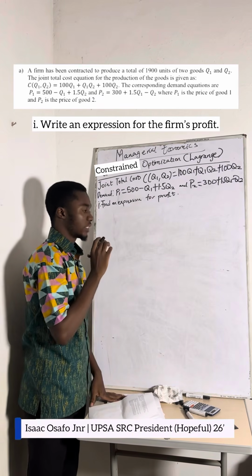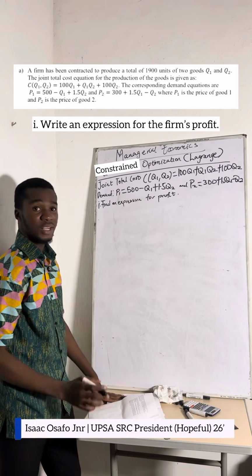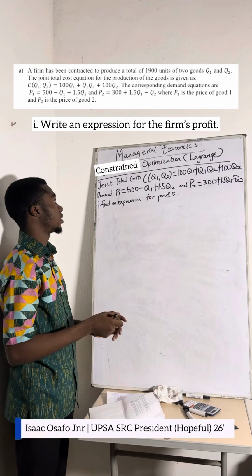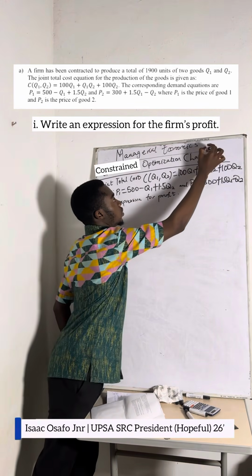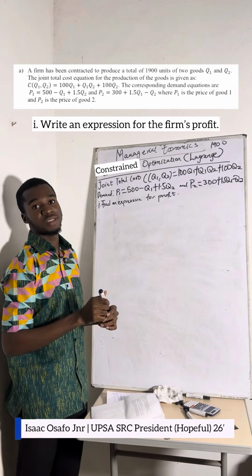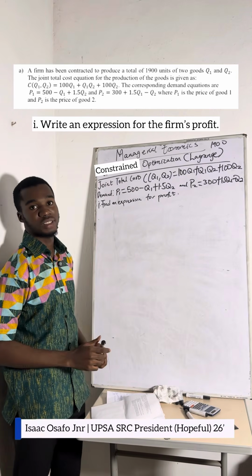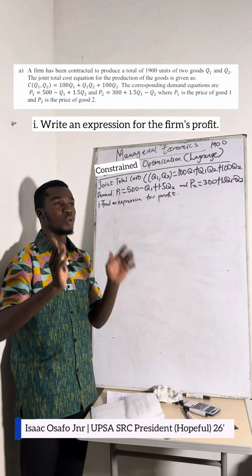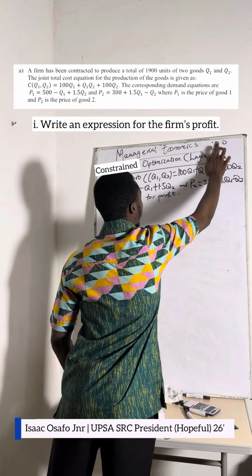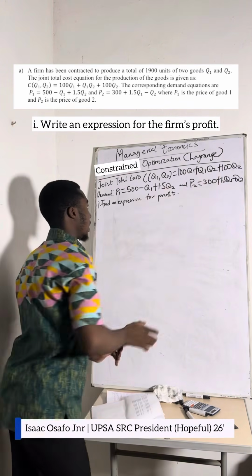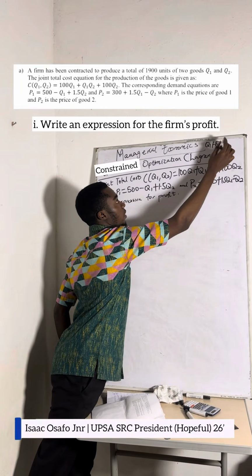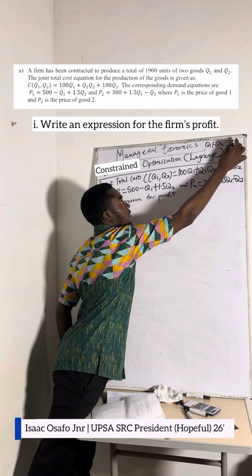But first, let's understand this question. They said that the firm has been contracted to produce a total of 1,900 units. So it can't exceed this 1,900, meaning that this is a constraint. It's producing two commodities, so both of them cannot exceed 1,900. Let me write it better: Q1 + Q2 = 1,900.